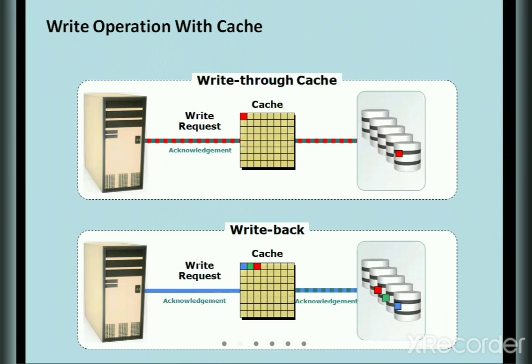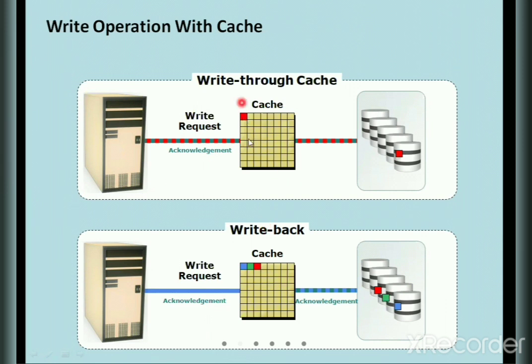Now you can see in this diagram, the write operation is taking place, where we have two types of write operation. The first one is write through the cache, and the second one is write back. The first one is write through the cache. That means whatever data we are writing, we write through the cache.